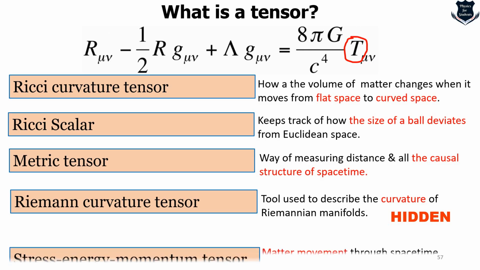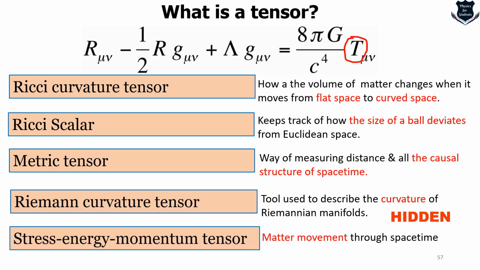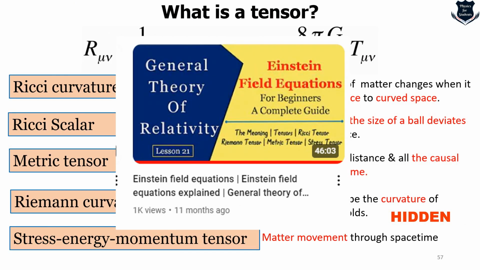And the last thing is this T, which is the matter movement through space-time. That means if matter is moving through space-time, how do we understand that? And if you want to know much more in detail about all those equations and the mathematical part, you can look into lesson number 21, which is an elaboration on the Einstein field equation.